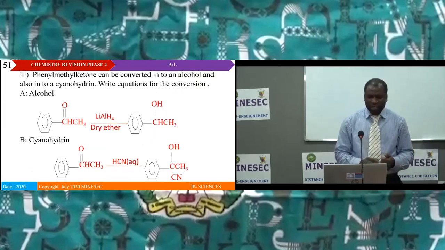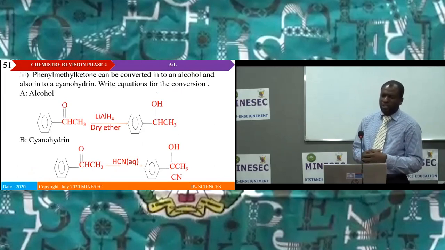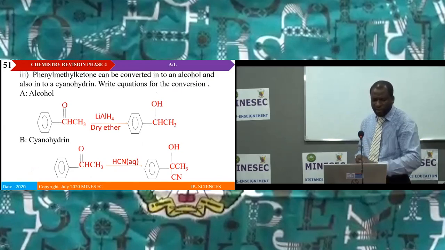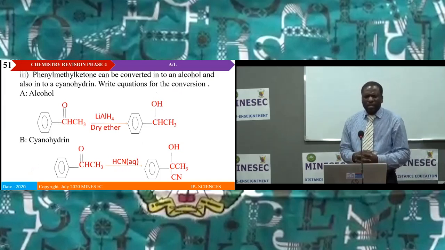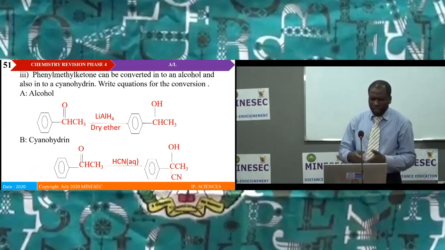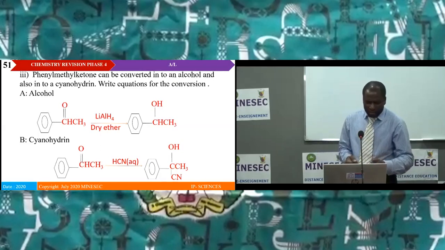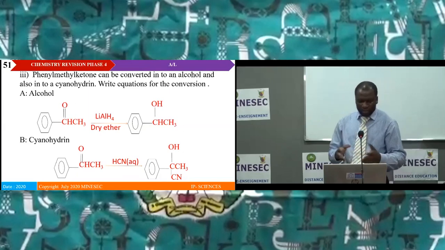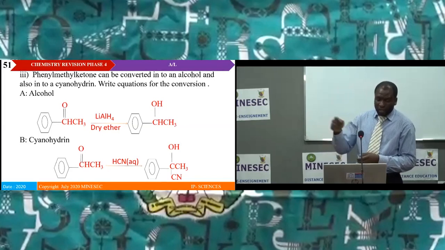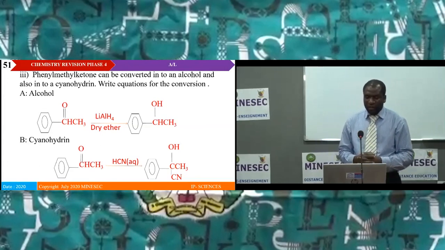So phenyl methyl ketone can be converted into an alcohol and also into a cyanohydrin. Write equations for the conversion to A, alcohol. So you have the phenyl methyl ketone. When we react it with lithium aluminium hydride in dry ether, that's a reduction reaction. So the ketone is reduced to a secondary alcohol. And when we react the phenyl methyl ketone with HCN, we undergo a nucleophilic addition reaction. So we form the cyanohydrin.